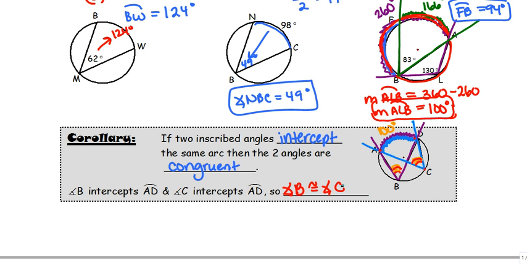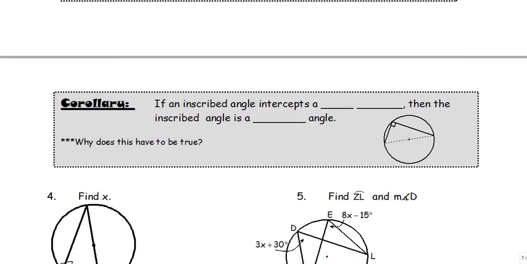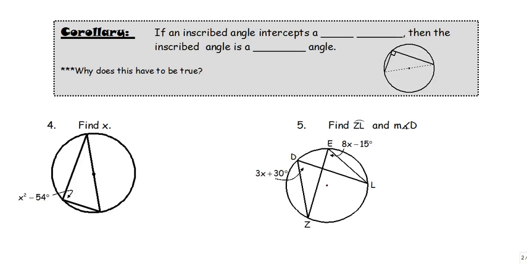Alright, go ahead and flip on over to the back side. Next page. We have another corollary. If an inscribed angle intercepts a semicircle, then the inscribed angle is, well, let's first think about this before we fill this in.